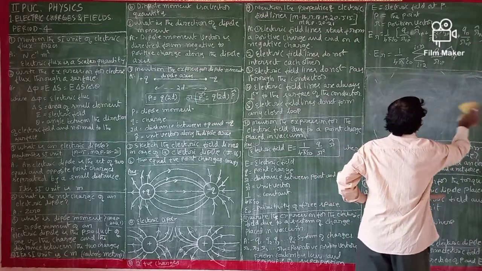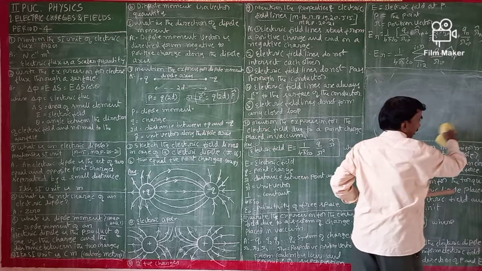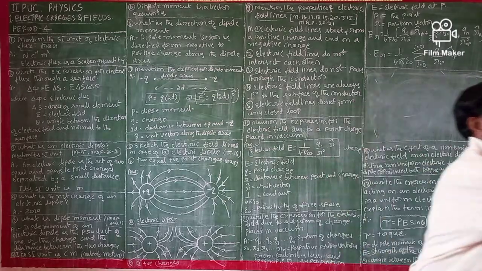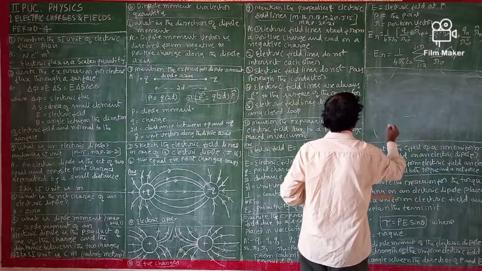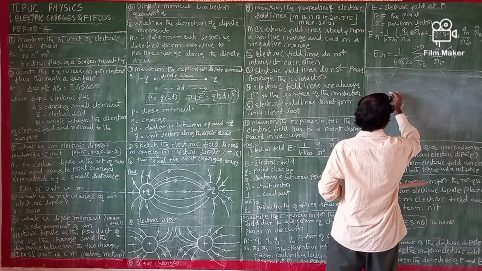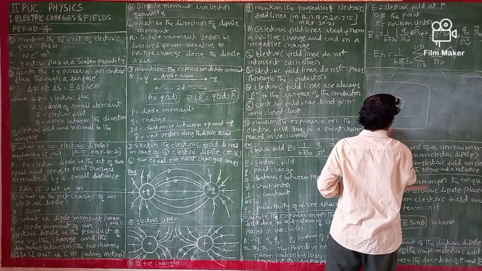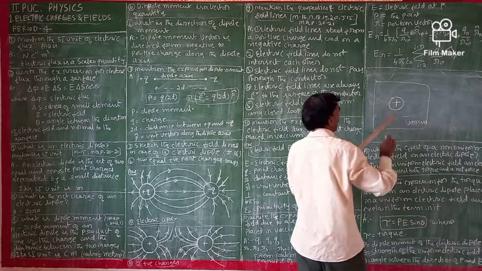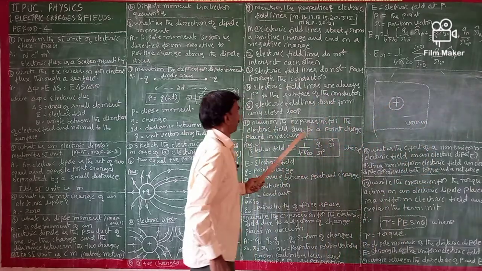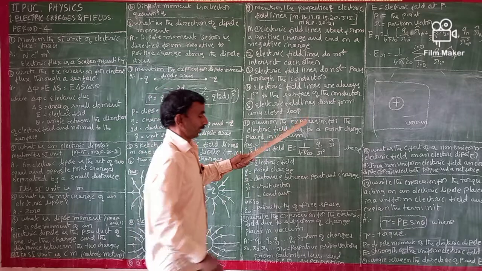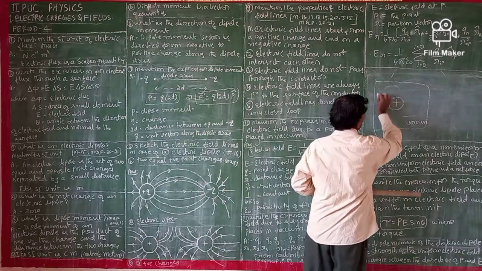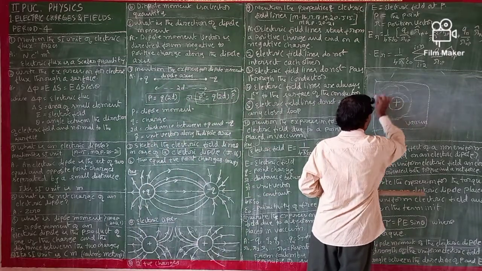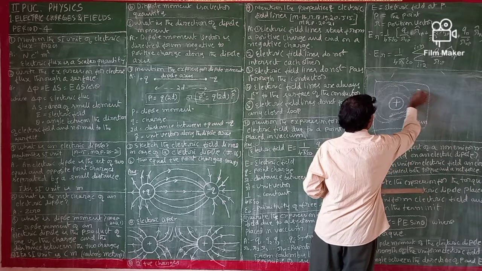There is no derivation for this, only the formula. So there is a point charge. If we keep a point charge in a vacuum, mention the expression for the electric field. Electric field means that around this charge a field will be formed. So that is the electric field.